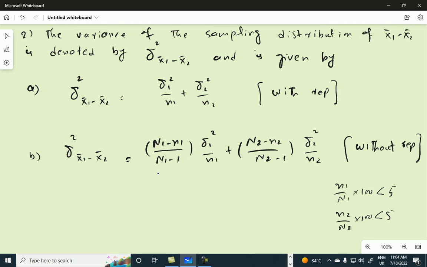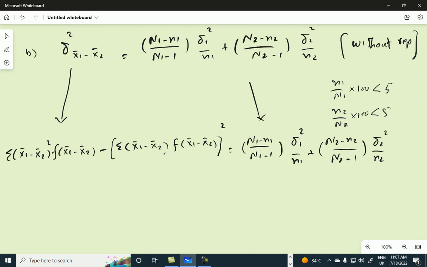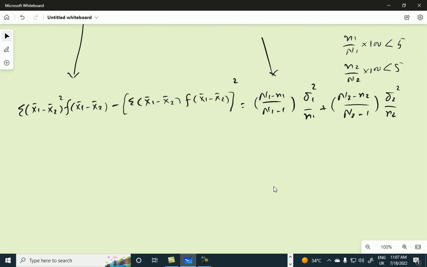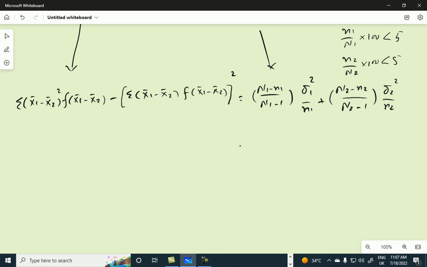You can also verify the left hand side and the right hand side by these formulas, where sigma 1 square is equal to summation x1 minus mu1 whole square divided by N1, and sigma 2 square is equal to summation x2 minus mu2 whole square divided by N2. So, by these formulas you can verify the second property.